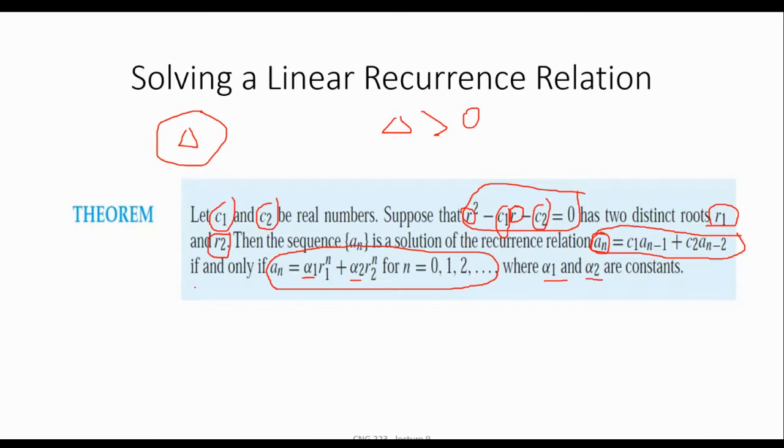So what does it mean? When we say "if and only if," it means that this sequence is the solution of the recurrence relation. If this is true, then this term is also true. We have such an equation. Vice versa, we could say the same. If this equation is true, then we can find the sequence as a solution of the recurrence relation.